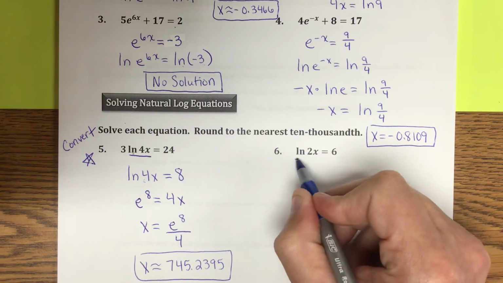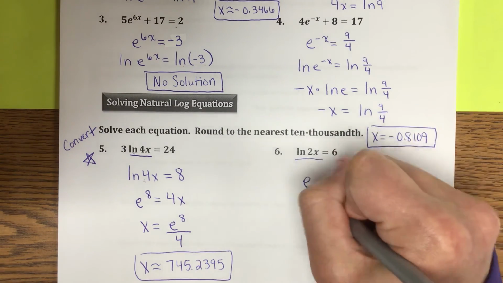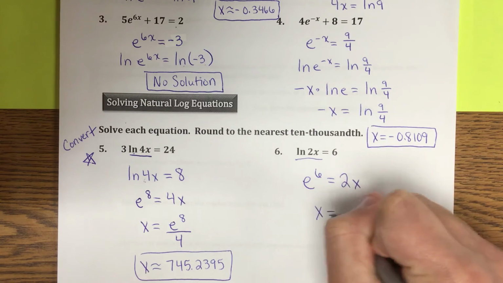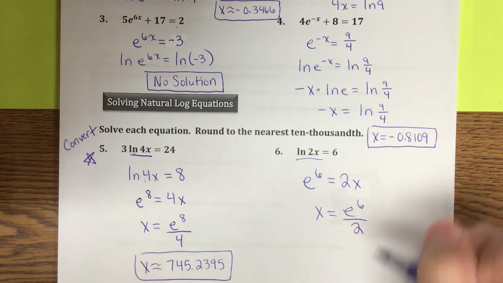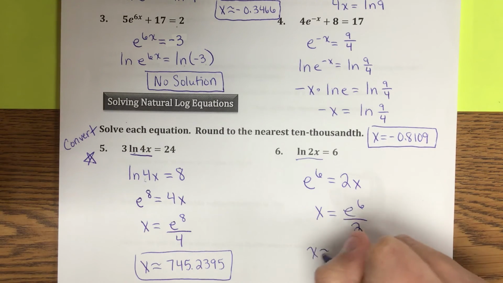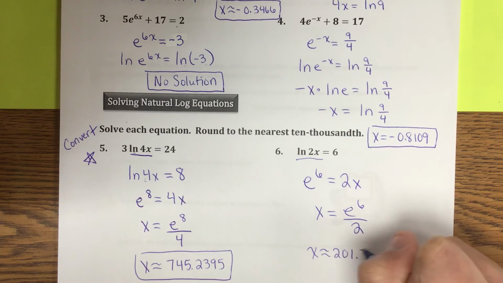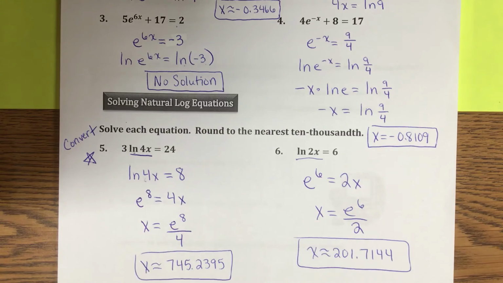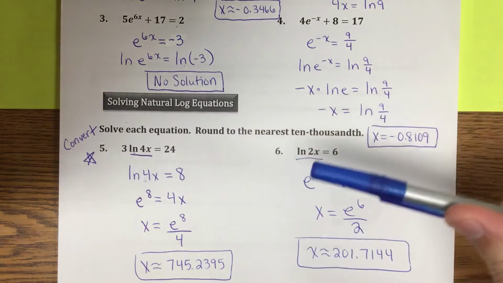So number 6, the log is by itself. So this is e to the 6 is equal to 2x. Divide by 2, and then type that into your calculator. Should be around 201.7144. And there you go. So there's a big difference between problem 5 and problem 6.